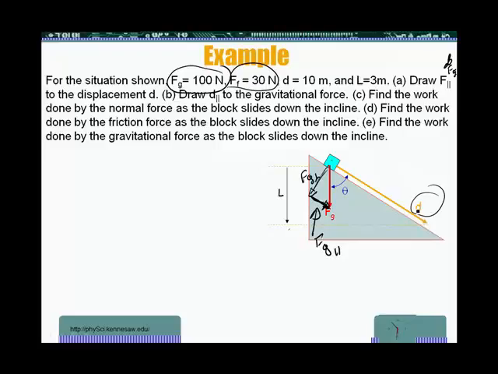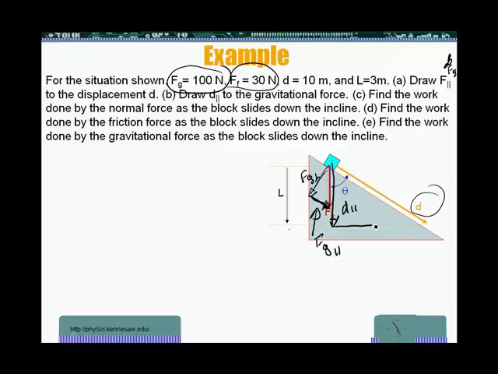Now the next question is, draw not Fg parallel, but draw how much of d is parallel to Fg. If you think about it, when we go along this displacement, we are both moving down and moving horizontally, when we go down a ramp like that, down an incline like that. So how much of d is parallel to Fg? This is how much down we are moving. This is d parallel. That's what's parallel to Fg.